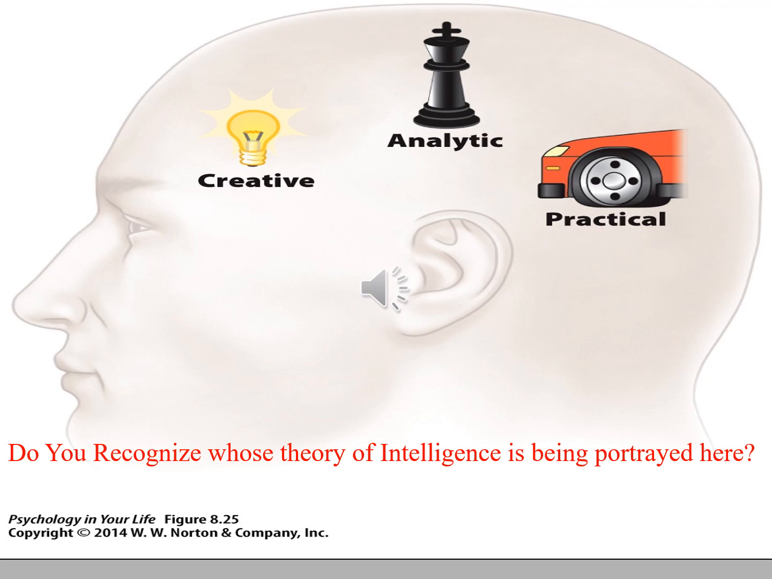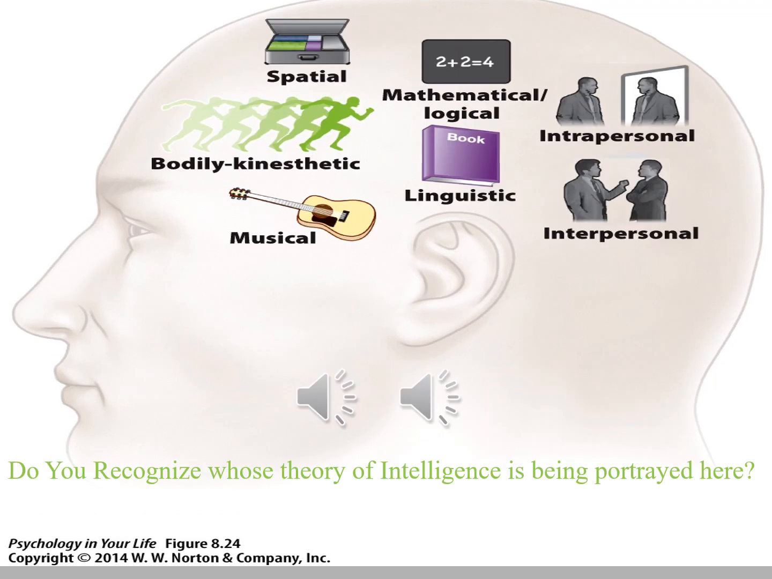Do you recognize whose theories of intelligence is being portrayed here? Could it be Cattell or Gardner or Sternberg? Think a moment and double check your answers against the PowerPoints. So, do you recognize whose theory is being portrayed? You'll notice it has 7 different specific areas of intelligence being proposed. Could it be Simon or Binet or Stanford, maybe Guilford, maybe Gardner, maybe Sternberg, maybe Cattell?